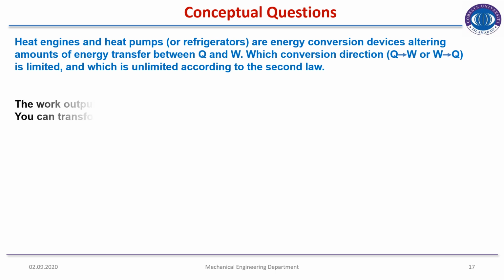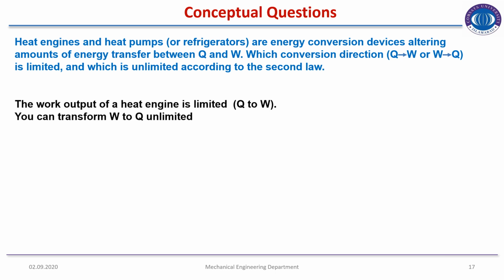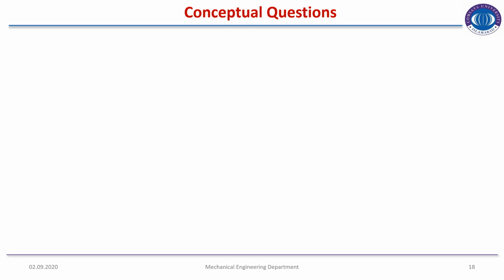Second conceptual question. Heat engines and heat pumps or refrigerators are energy conversion devices alternating amounts of energy transfer between Q and W. So either work will be converted into heat or heat will be converted into work. Which conversion direction, from heat to work or work to heat, is limited and which is unlimited according to the second law of thermodynamics? The work output of a heat engine is limited, Q to W. You can transform W to Q unlimited.